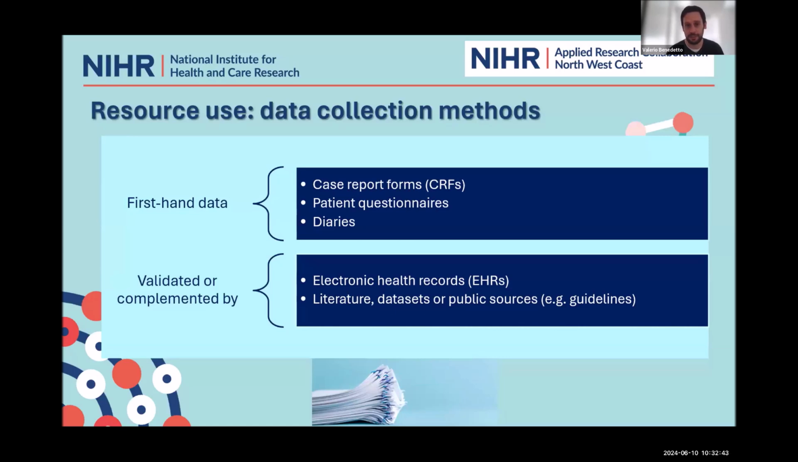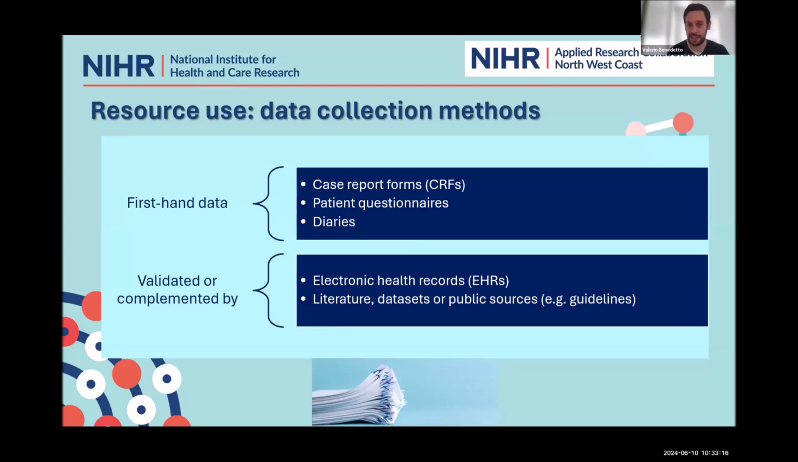So all these methods come with pros and cons, and that's why it's important to validate or complement this data with the use of, for example, electronic health records, which report the medical history and treatments had by a patient, but also studies in the literature. There might be other studies which looked at that particular condition which you're interested in, and they might have reported the resource use from the patients having that particular condition.